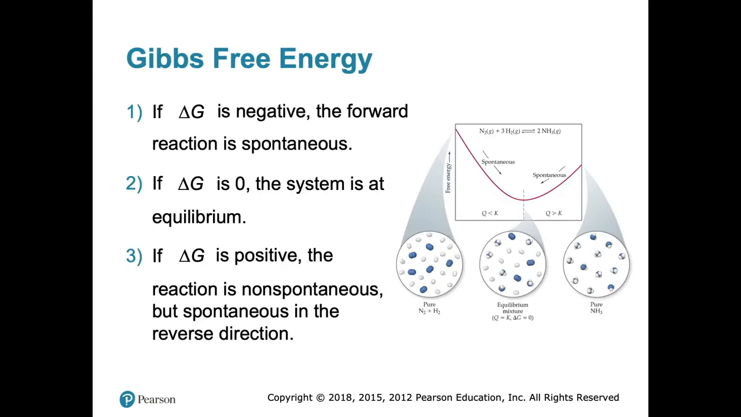It won't have much effect now, since you won't have to worry about it until about 2 weeks from now, but just know that it's there, right? Another you-welcome chart. Gibbs free energy says that if the delta G is negative, then the forward reaction is spontaneous. If the delta G is 0, then the system is at equilibrium. And if delta G is positive, the reaction is not spontaneous, but it is spontaneous in the reverse direction.